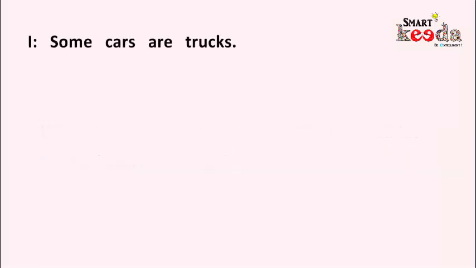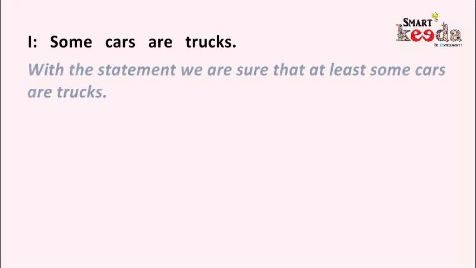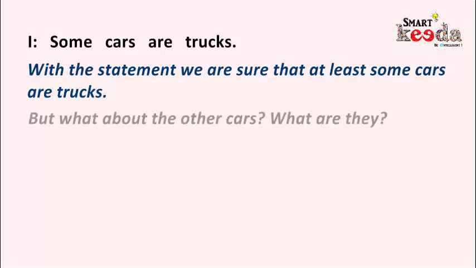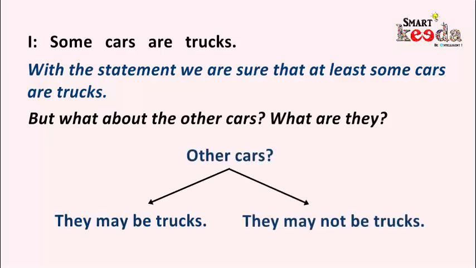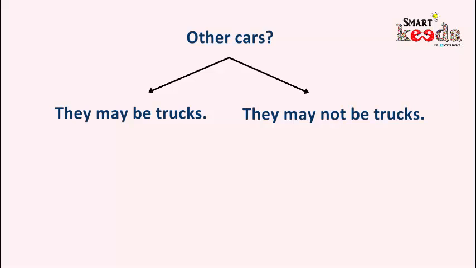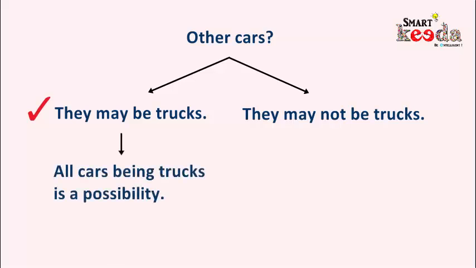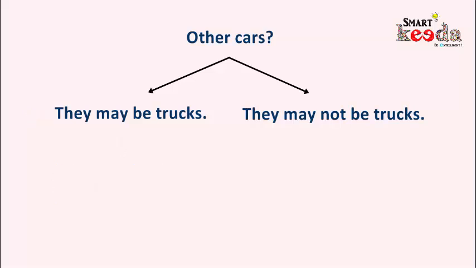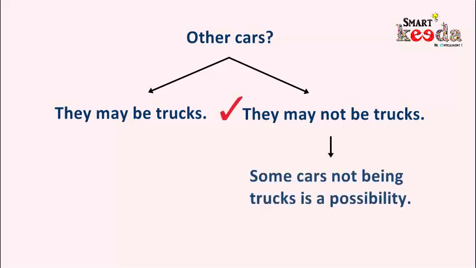The example goes like, some cars are trucks. With the statement, we are sure that at least some cars are trucks. But what about the other cars? What are they? They may be trucks or they may not be trucks. Let's assume that the other cars or the rest of the cars are also trucks. In that case, it is valid to say that all cars being trucks is a possibility. And if we assume that the other cars or the rest of the cars are not trucks, in that case we can say that some cars not being trucks is a possibility.